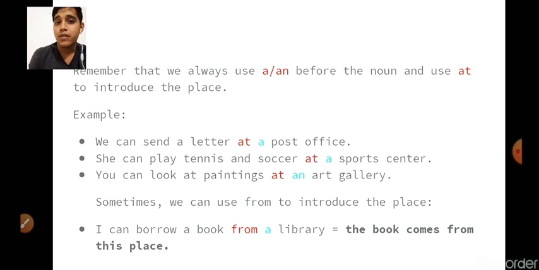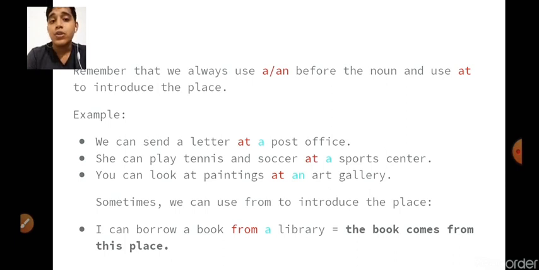A letter is something that contains a message and you send it to another person. It's like a piece of paper. You write something and you send this to another person, and that's it. We can send a letter at a post office. Another example, she can play tennis and soccer at a sports center.